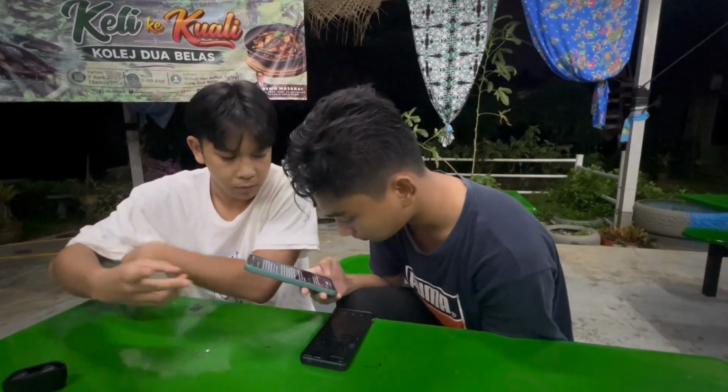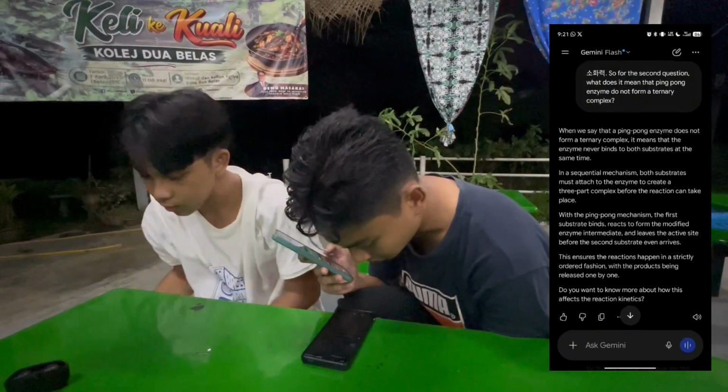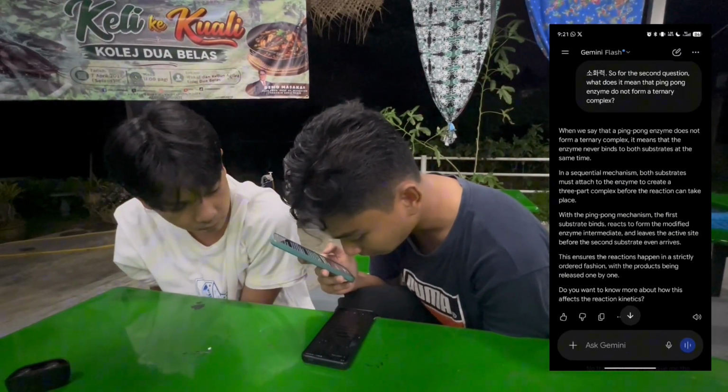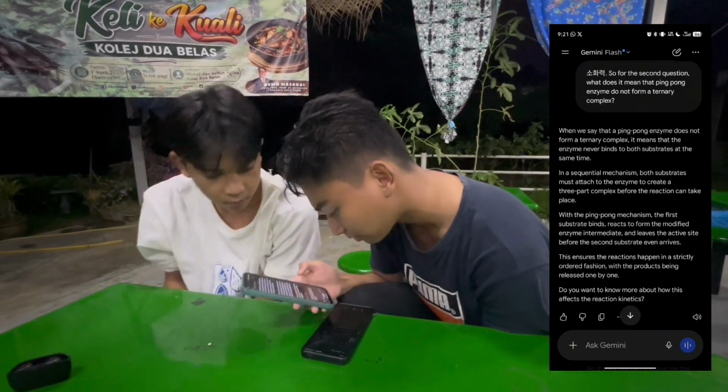So for the second question, what does it mean that ping pong enzymes do not form a ternary complex?